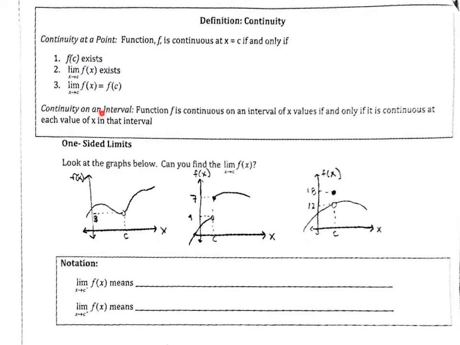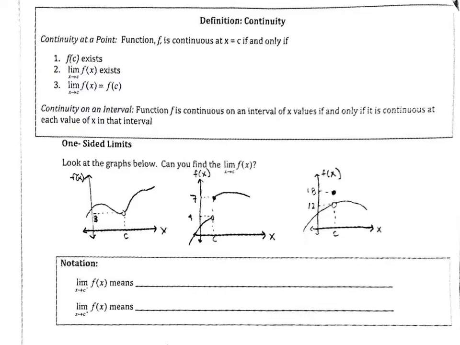You're continuous on an interval if every value, so the function f is continuous on an interval of x if and only if it is continuous at each value of x in the interval. So every single point in your function would need to follow these 3 properties in order for your function to be continuous. If there's one point in your function that doesn't have all 3 of these properties, your function is no longer continuous.